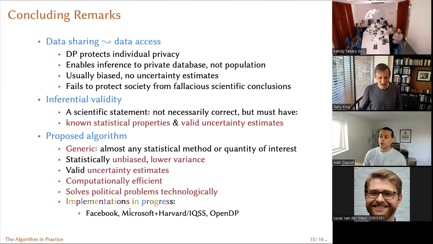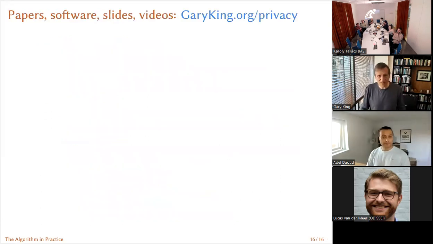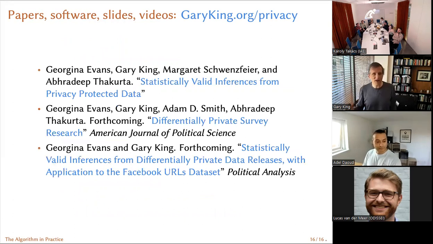There's a collaboration we have at Harvard with Microsoft, and this is the Institute for Quantitative Social Science that I run. We have a project called OpenDP, where you can look at opendp.org, which is open source differentially private software that lots and lots of companies and governments, and the whole field really, is working on developing so that everybody can use it. You can go to my website /privacy and you'll see these papers and software and slides and some videos.